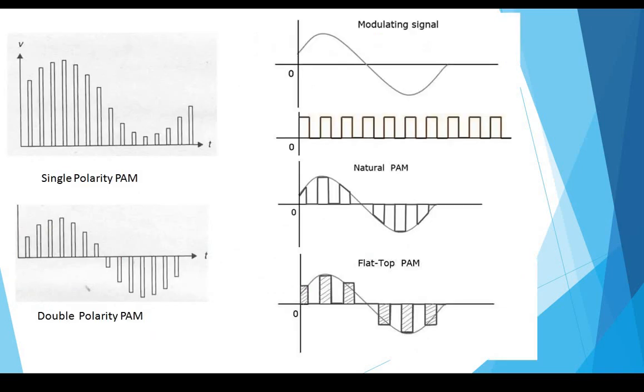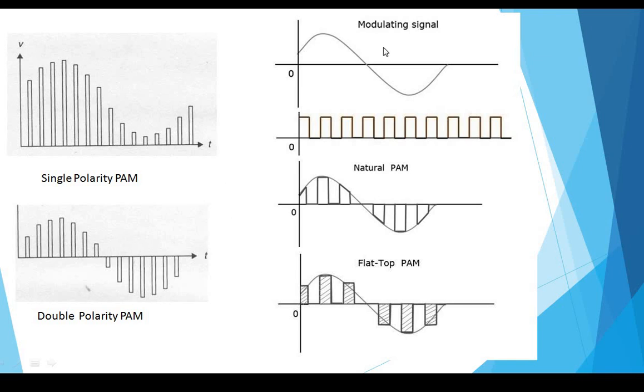Now by seeing this figure you can easily get this. This is single polarity. Single polarity amplitude modulation means you get only positive pulses. As I said, these are regularly spaced pulses which are always positive. Here the amplitudes of the pulses may be positive or negative, depending on the sample values. I hope you are clear with single polarity and double polarity PAM.